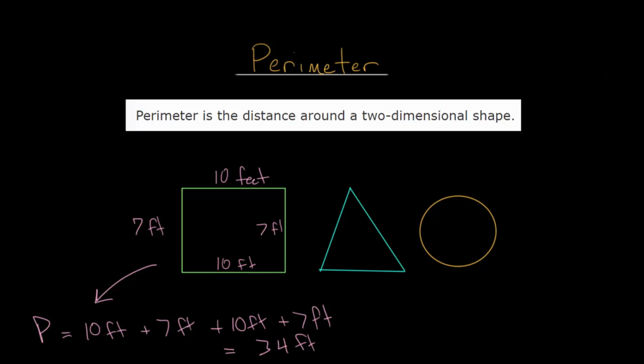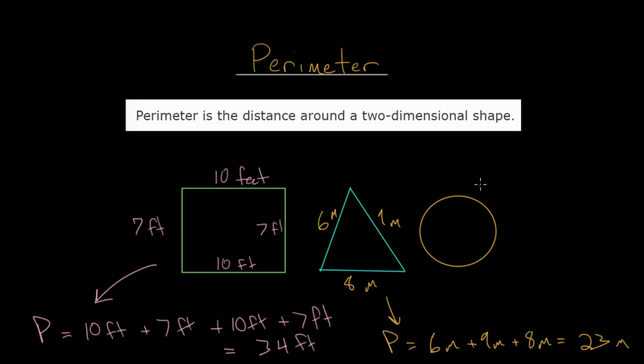So that's for a rectangle. Let's say now we're looking at this triangle, and let's say this is 6 meters, this is 8 meters, and this is 9 meters. Then the perimeter of this, we just add these together. So 6 meters plus 9 meters plus 8 meters. So 6 plus 9, that's 15, plus 8 more, that would give us 23 meters.